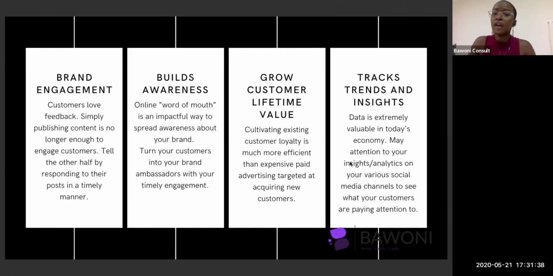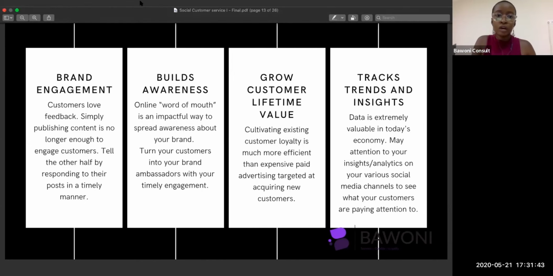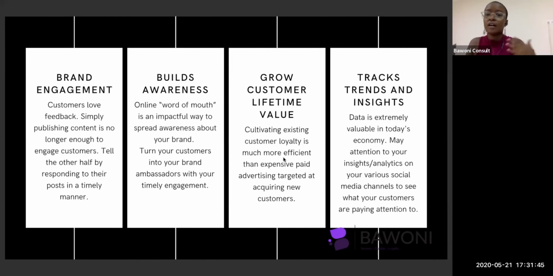And then obviously it grows your customer lifetime value. For those of you who were not with us when we were discussing building more customer-centric businesses, customer lifetime value is basically the total amount of money a customer is expected to spend in your business or on your products during their lifetime. It could be money, or it could be the value of that customer. So you want to always be growing the customer lifetime value.